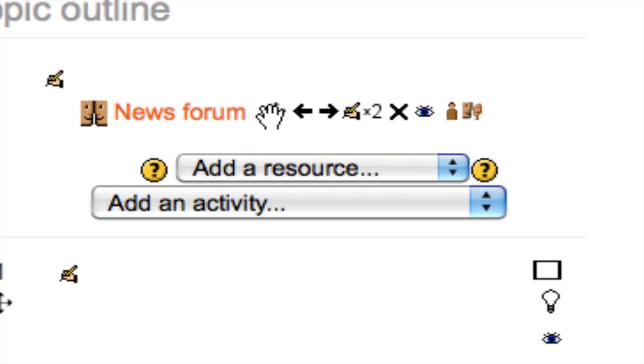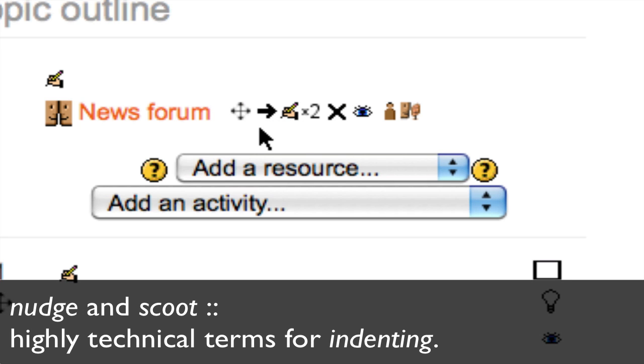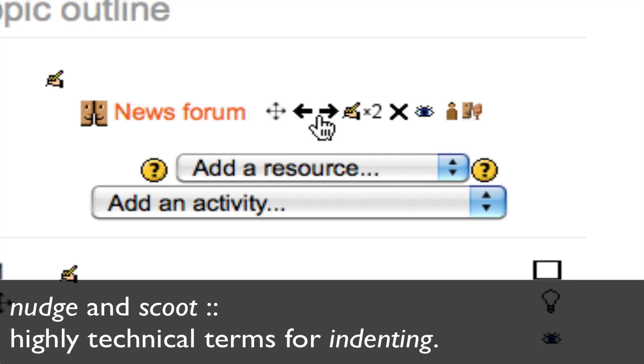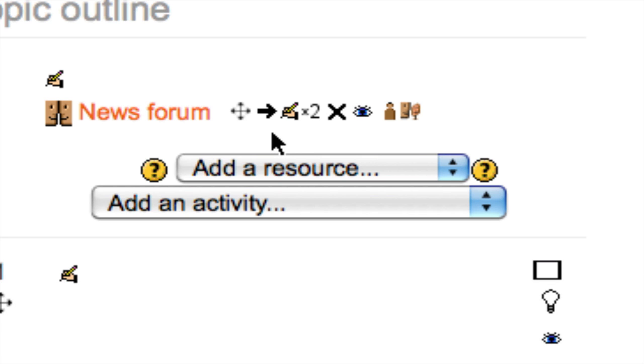The next icon allows you to nudge or scoot your activities in toward the left and the right. So I click on it once and then I can click on it again. This tool will help you build a hierarchy in your course and make it look more like an outline for your students. The update icon allows you to edit any settings that you previously configured on that activity.